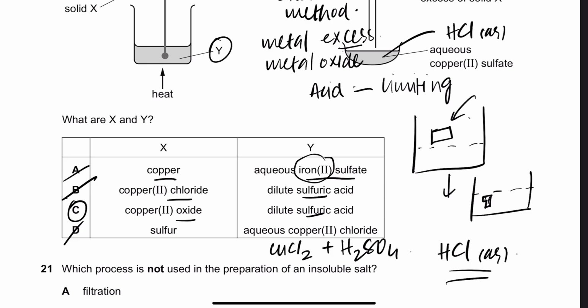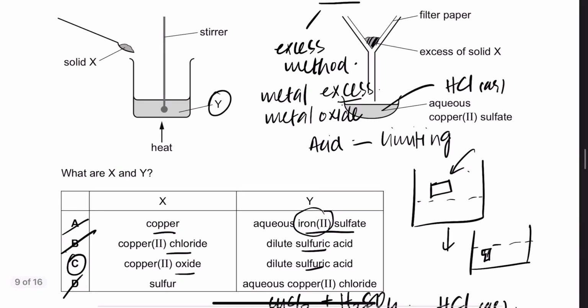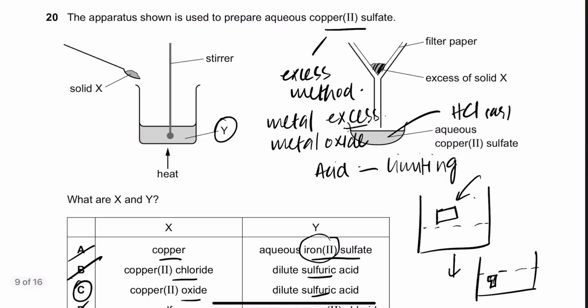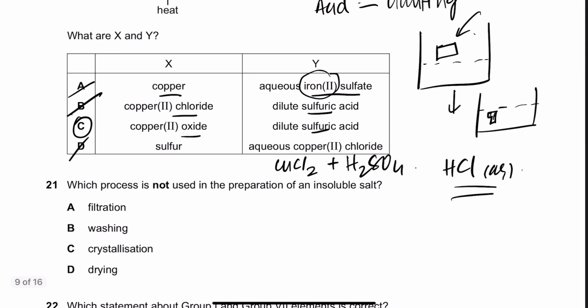Okay, so C is my correct answer, because it's copper oxide, and you add it to dilute sulfuric acid, which is limiting, and then at the end what happens is the solid X, the excess of copper oxide, is here and it's filtered out, and then you literally have your beautiful copper sulfate. And copper oxide can react with sulfuric acid to give you copper sulfate.